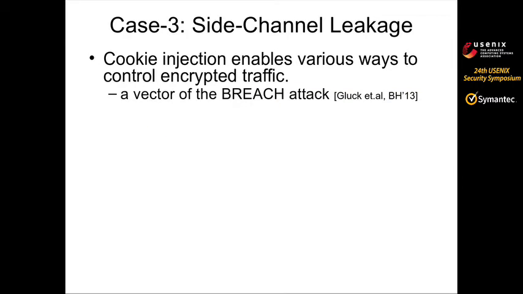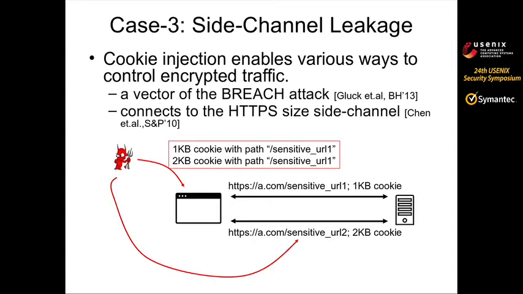The third case is some side channel leakage we found. In general, cookie injection enables various ways to control encrypted traffic, because you can inject what you know into encrypted traffic. And we try to use this ability for side channel attacks. We used this ability as a vector of the BREACH attack, which I'm not going to detail here.